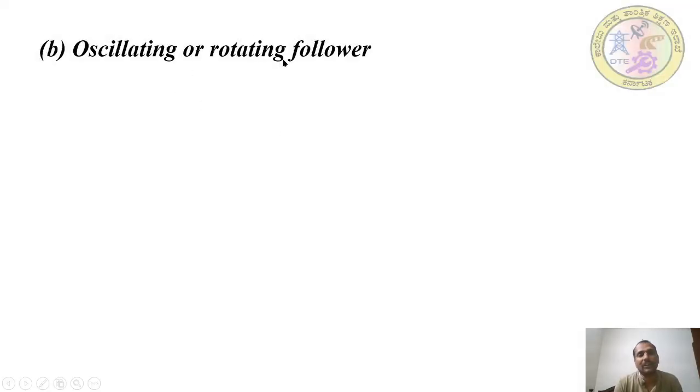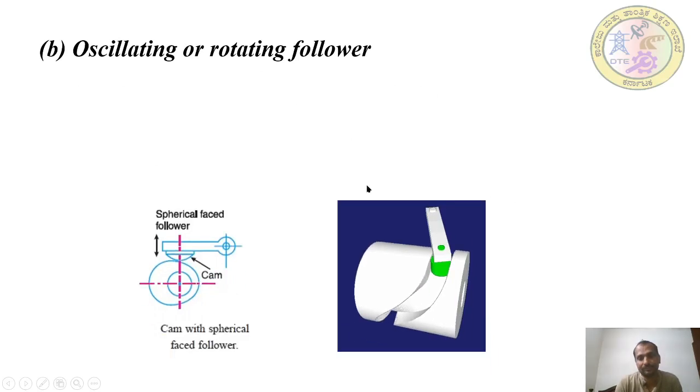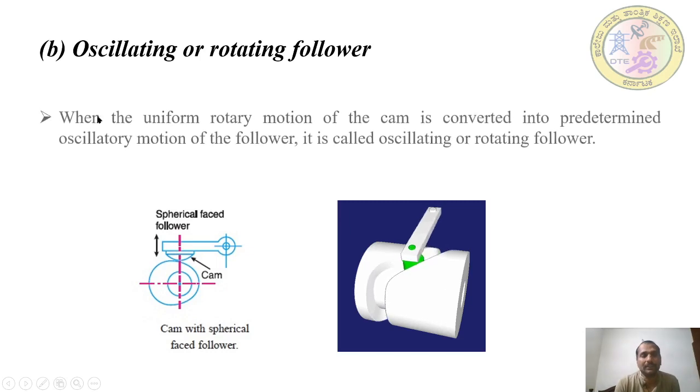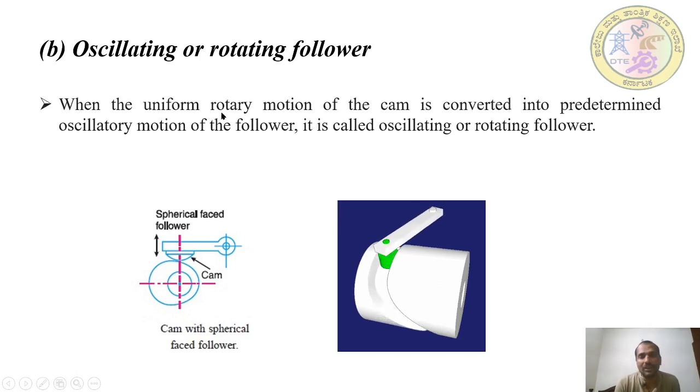Oscillating or rotating follower. Observe the animation here. The follower oscillates as the cam rotates. When the uniform rotary motion of the cam is converted into predetermined oscillatory motion of the follower, it is called an oscillating or rotating follower.